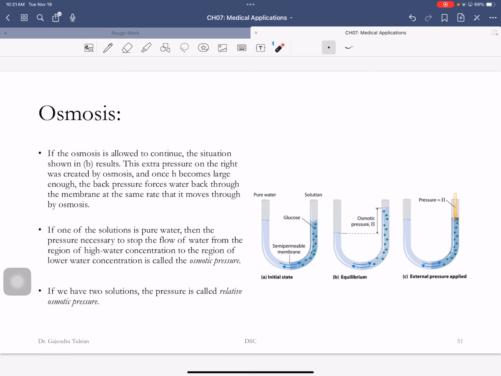Okay, so that is osmotic pressure when equilibrium would be reached. Now, if you have solutions on both sides, so let's say here's a concentrated sugar solution and this is not as concentrated, then the pressure is called relative osmotic pressure. Water would still flow from a higher concentration region to a lower concentration region. So if this is a more concentrated sugar solution and this is a less concentrated sugar solution, water would move from the less concentrated to the more concentrated sugar solution.